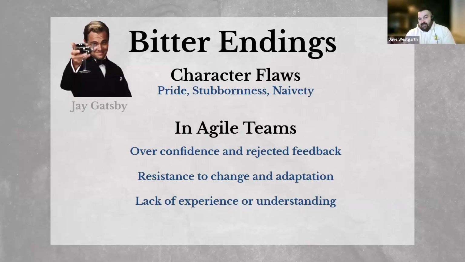And in your agile teams, this can translate to a lot of different things. So when we think of pride, we can think of agile teams being overconfident, rejecting feedback, thinking that they know better. When we think of stubbornness, we can think of things like resistance to change and resistance to adaptation. This is the way we've always done it. Why would we change now? And naivety, a lack of experience, a lack of understanding, knowledge, or skills. These are all good signposts that you're heading in a bad direction if you're seeing too many of these.